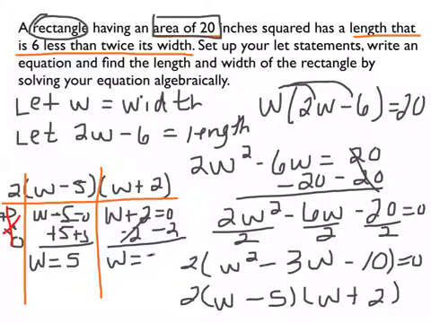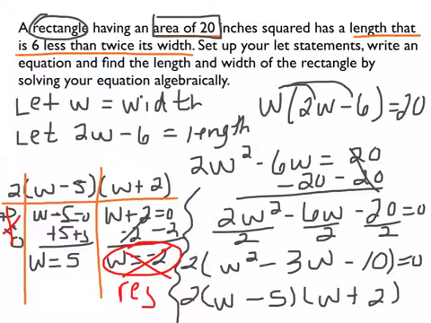W equals negative 2. Now, this is a word problem. Can I have a width of negative 2? No, I cannot. I cannot have a width of negative 2, so I'm going to reject that one. What do I have? I have a width of 5.